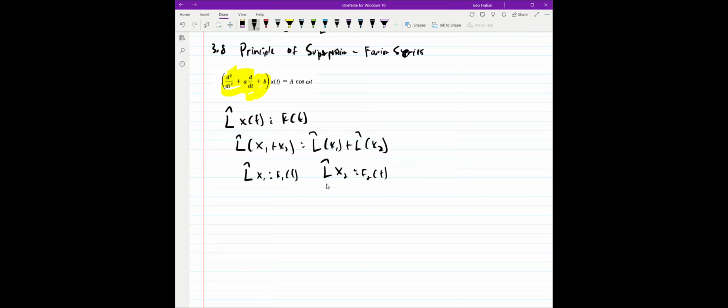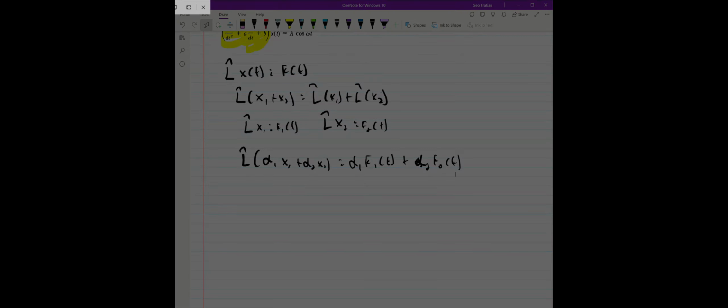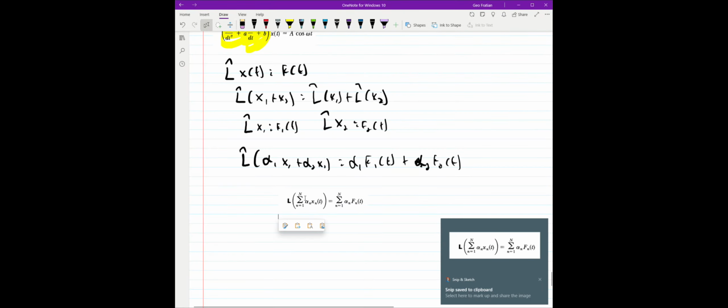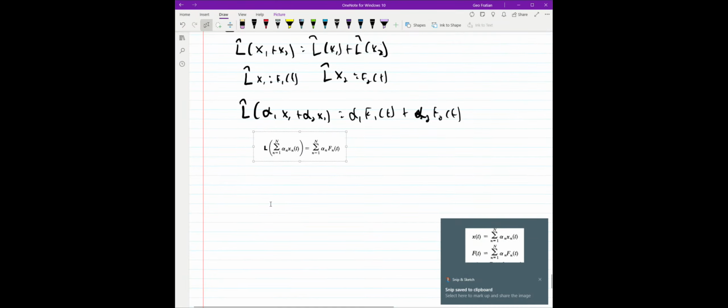Another good thing about linear operators is that constants, scalars, don't matter. They just work how you would expect them to, like alpha 2, f2 of t. In other words, they just work like normal addition. That immediately tells us the more general form of what I just wrote is like this. So we can now define linear combinations of x of t and f of t.